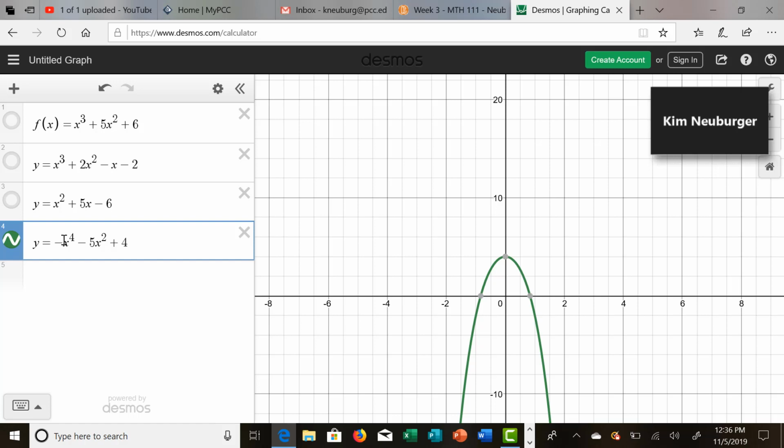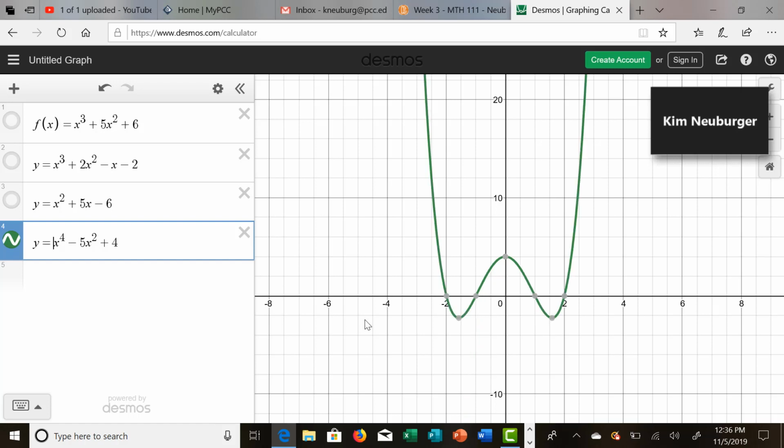They both have a highest exponent of 4. But now, notice, we have 2 valleys and 1 hill. Notice that these hills and valleys, there are 3 of them. If you count up all the hills and valleys, there's 1, 2, 3. Those are turning points where you're changing direction. And the exponent here is 4.